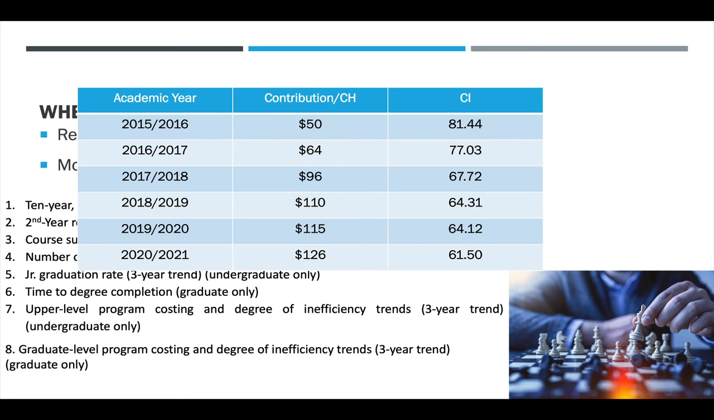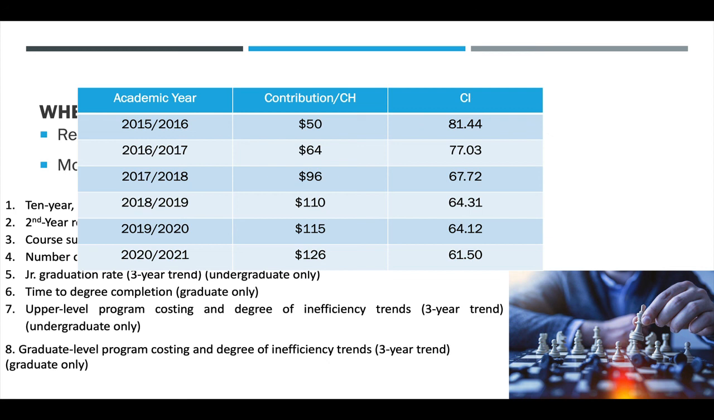That is, when we looked at the billable revenue and we subtracted the actual costs, we had a contribution of $50 per credit hour. That's really a very small number. And our cost inefficiency at that time was over 81%, meaning that as an institution, we were putting in 81 cents out of our resources to get $1 of billable revenue. Okay, so not a very strong business model there.